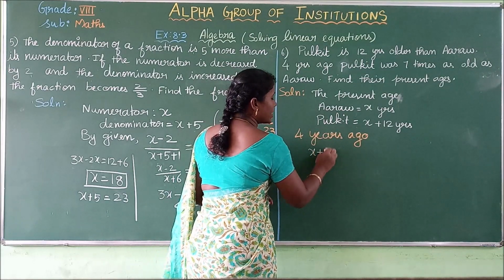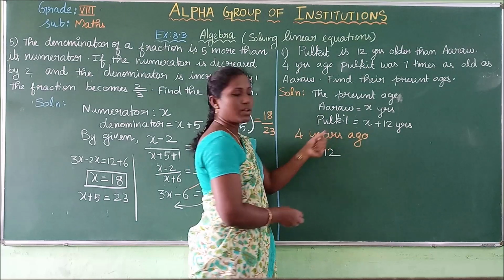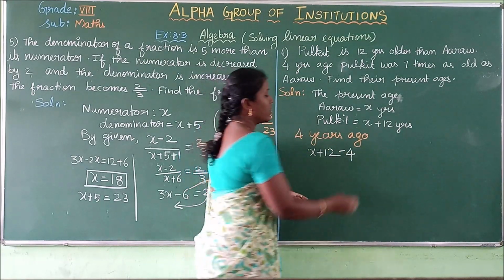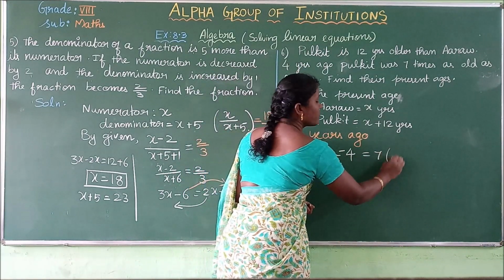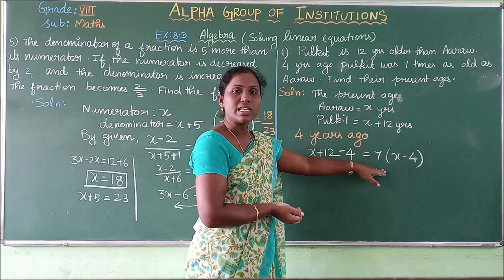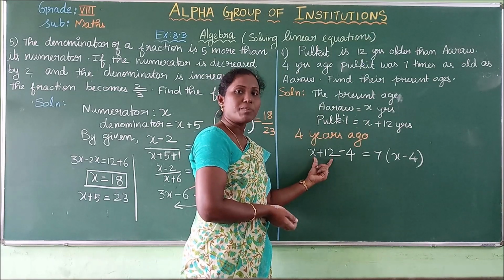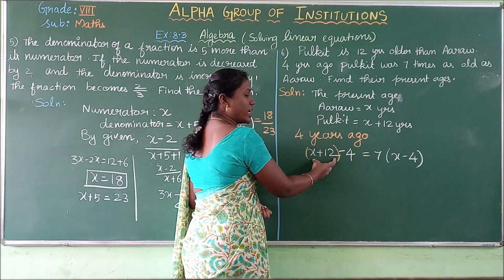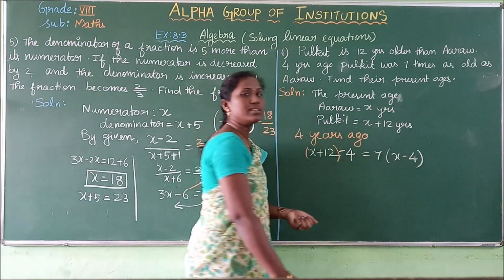So let Arav's age be x, now Pulkit's age is x plus 12. 4 years ago means we have to subtract 4 from his age, equal to 7 times Arav's age 4 years ago. So I am only subtracting 4 from their present ages and calculating the condition. Pulkit's present age minus 4 equals 7 times Arav's present age minus 4.